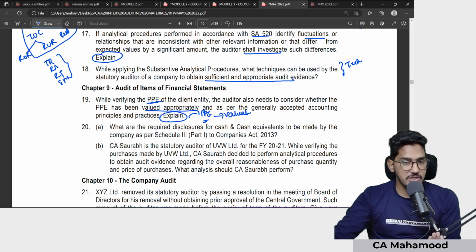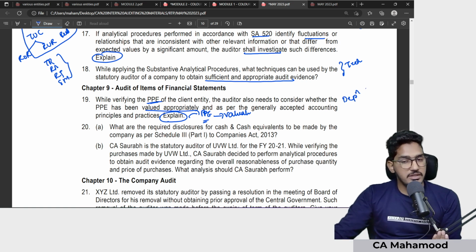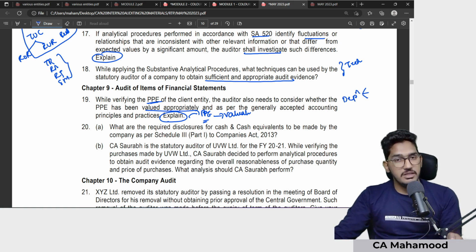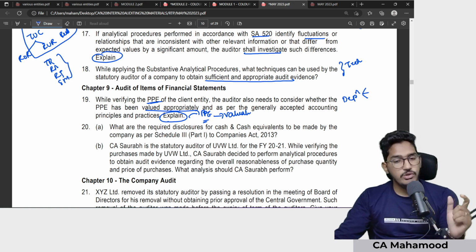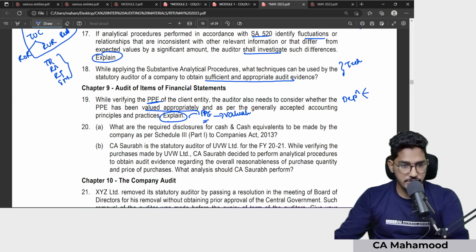Cost less accumulated depreciation. When it comes to depreciation, various methods are there. The client should choose such a method which reflects the appropriate consumption pattern of the machinery, and also we need to do the recalculations and all. So in the PPE also you need to write only the valuation assertion.